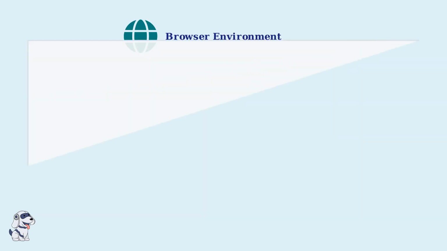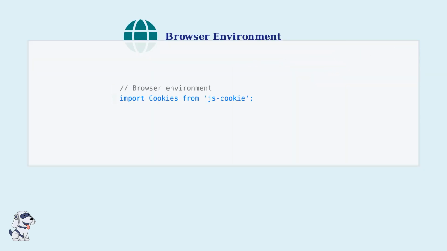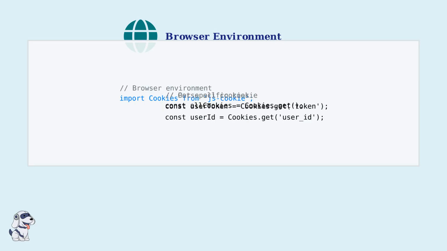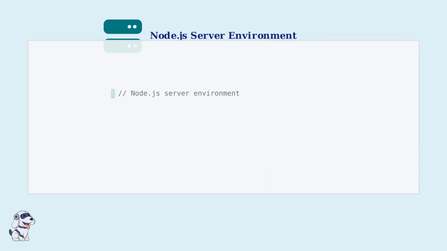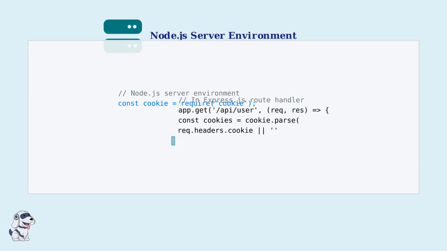In the browser environment, we can use JS Cookie to easily parse and access cookies. First, we import the library, then we can get all cookies or access specific ones by name. In a Node.js server environment, we use the cookie package to parse the Cookie header from incoming requests. We access the Cookie header from the request object and parse it into a JavaScript object.